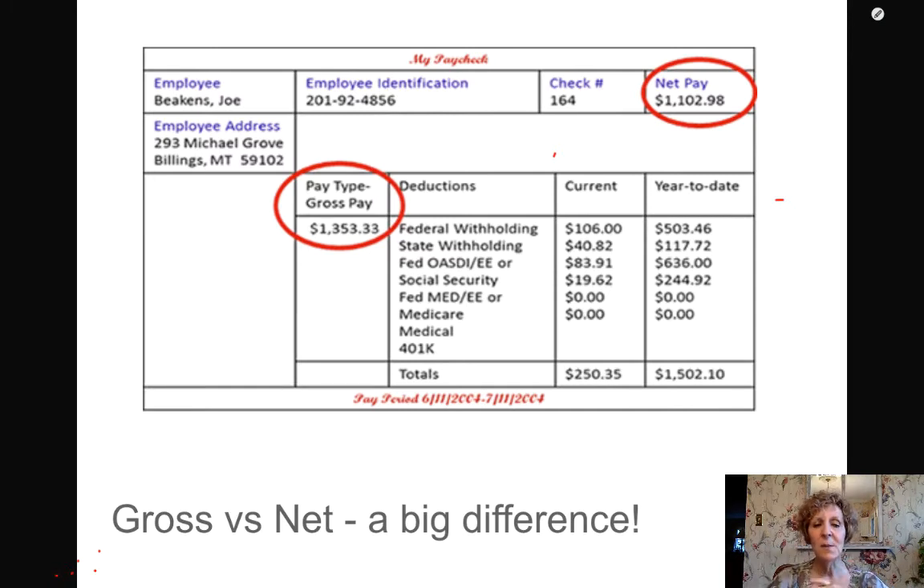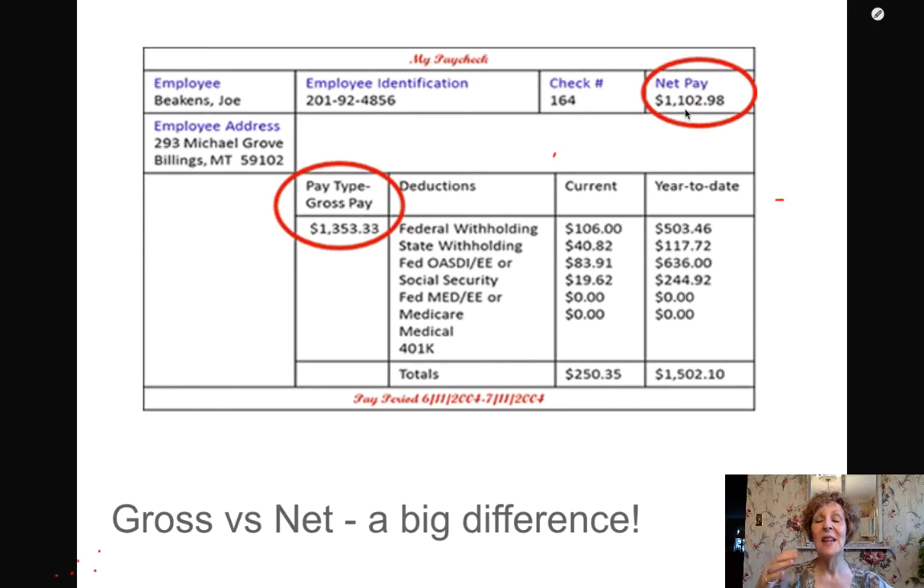So I want to take just a minute to talk about the difference between gross versus net. If you've ever had a real paycheck, you know there's a big difference, right? So your gross pay is the pay that you get before they take out all the taxes and the withholdings and all that kind of stuff.